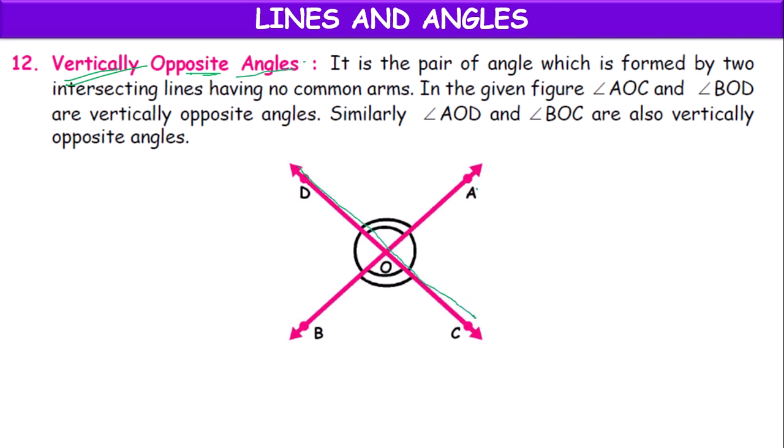If two intersecting lines have a common intersecting point, but no arm is common, all arms are different. So then the angles, this angle and this angle, this angle and this angle, these two angles are vertically opposite to each other. These two angles are vertically opposite to each other. Means opposite angles lying opposite to the same vertex are called vertically opposite angles.